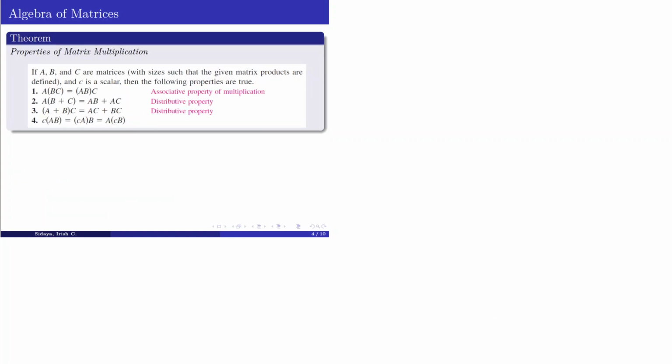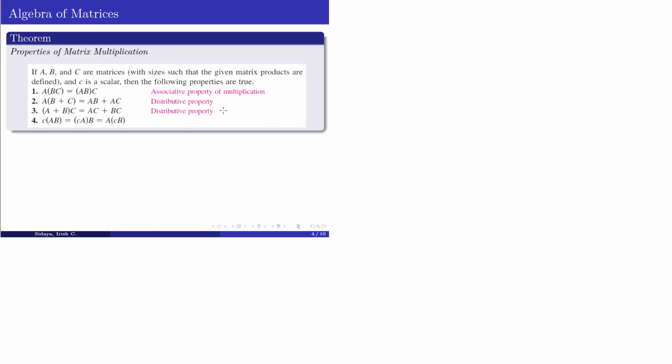Next, we have the properties of matrix multiplication. If A, B, and C are matrices with sizes such that the given matrix products are defined, and C is a scalar, then the following properties are true. So we have the associative property of multiplication. Again, try to look at how we group these matrices here. We have here the BC, and then we group here the AB. The distributive property for matrix multiplication: we have A times the sum of B plus C, so that is equal to the product of matrices AB plus the product of matrices AC.